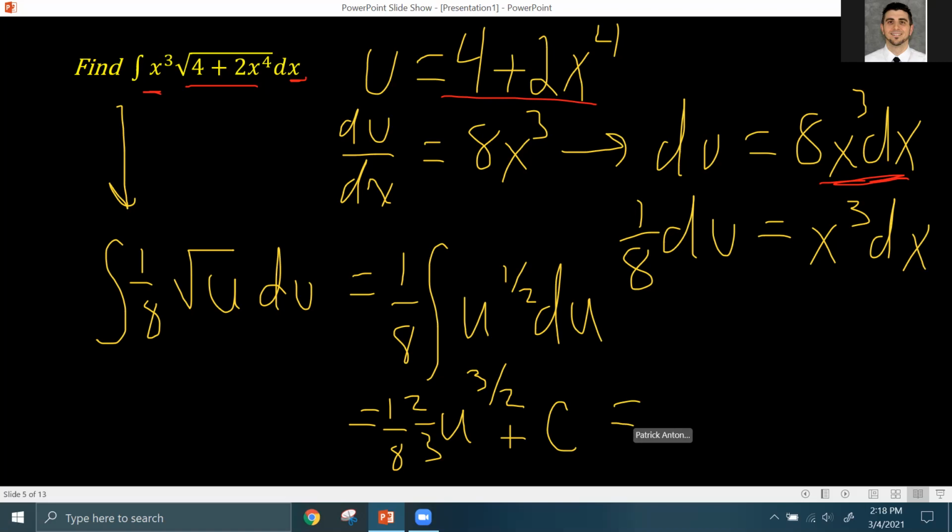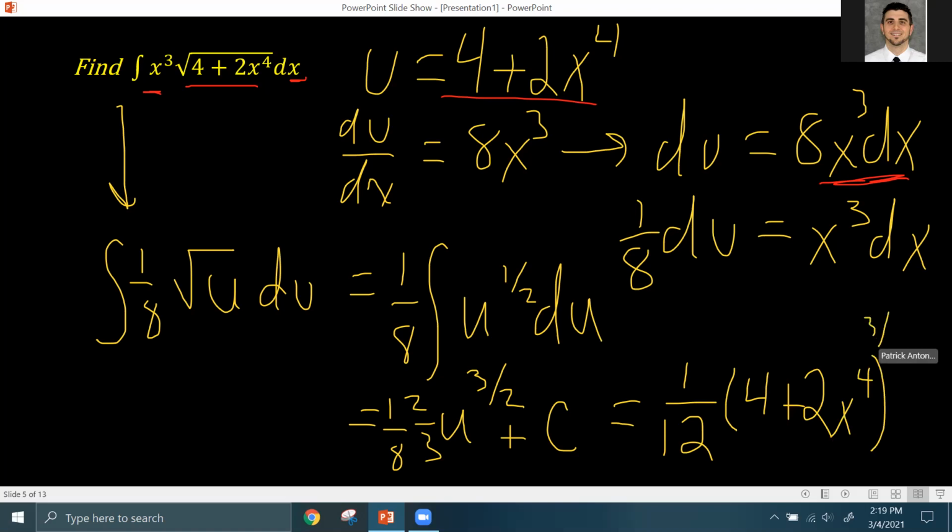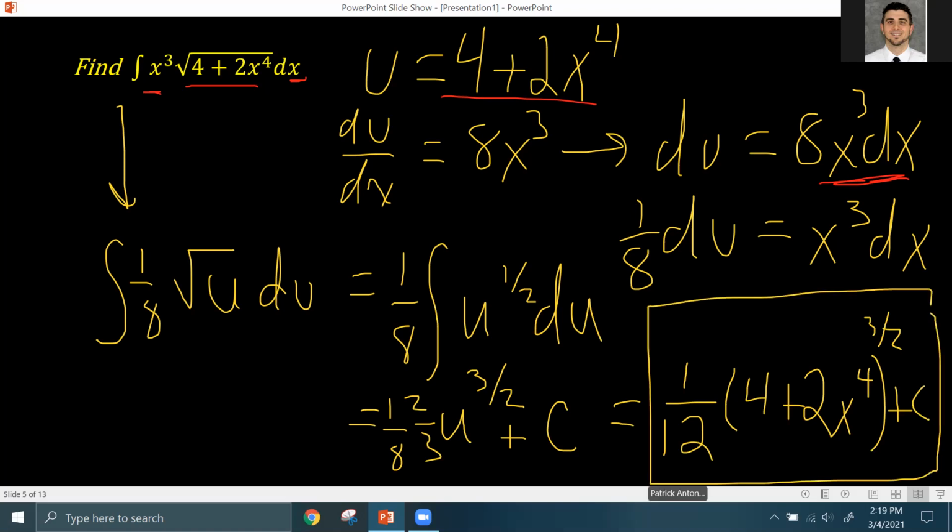Now, one thing that I notice students often forget is they'll get to this step, they might simplify the 1/8 and the 2/3, and they forget to back substitute to get your answer all in terms of x. This is a very important step. If your indefinite integral begins with a variable, you want your final answer to be in terms of that same variable. So 1/8 times 2/3 is going to give you 1/12. And then the u, you could back substitute what u is equal to, 4 plus 2x to the 4th to the 3/2 power plus c. And that, ladies and gentlemen, is our antiderivative using U-substitution.